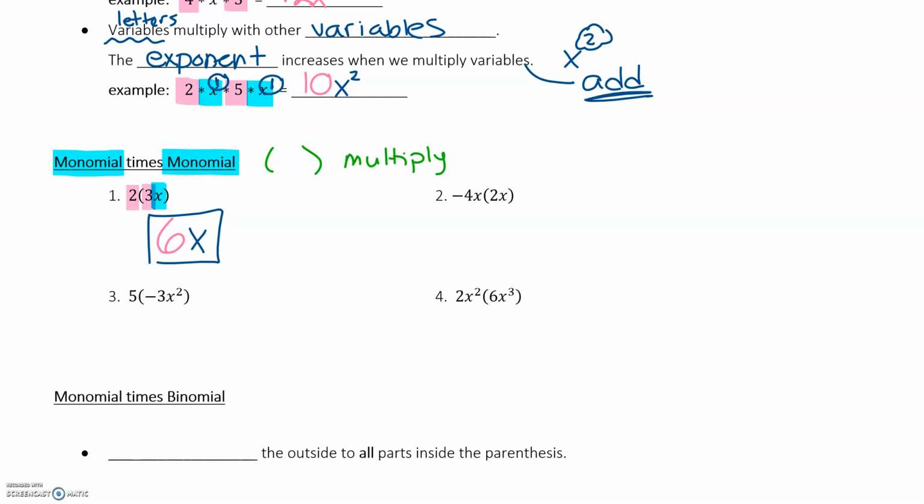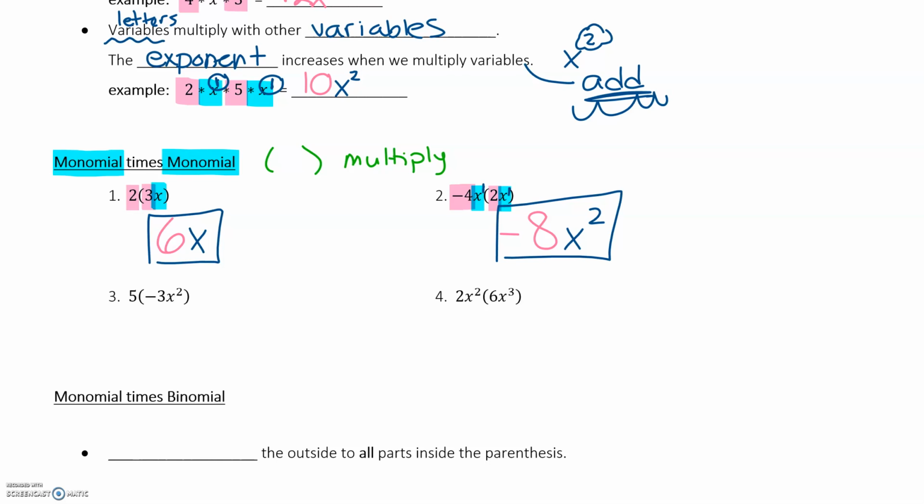Let's look at the next one, example 2. Let's look at our coefficients, so -4 and a 2. We are multiplying -4 times 2, which is -8. Then we're going to look at the variables, x times x. Well, x times x is going to give me another x, but remember that has a 1 exponent and that has a 1 exponent, and we're going to add them together. So that means we really have 2 of them now. So -8x squared.